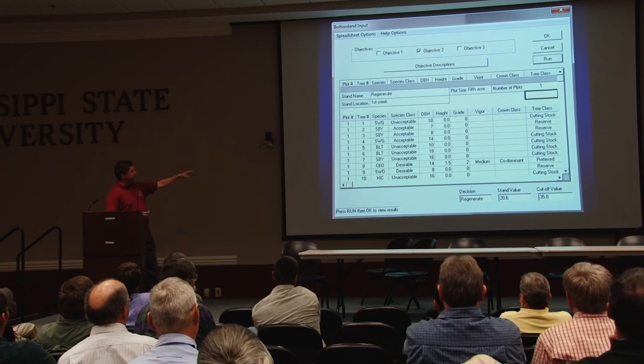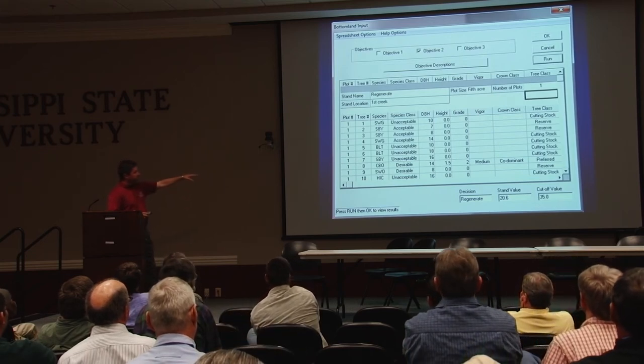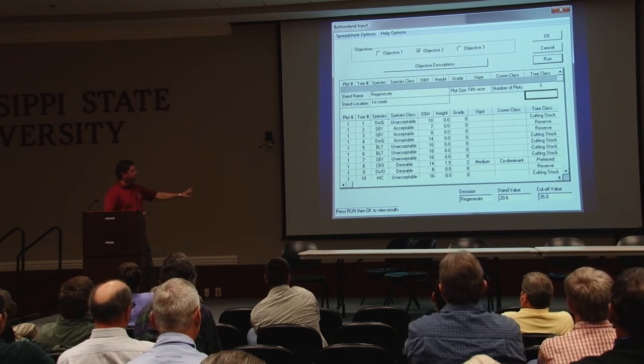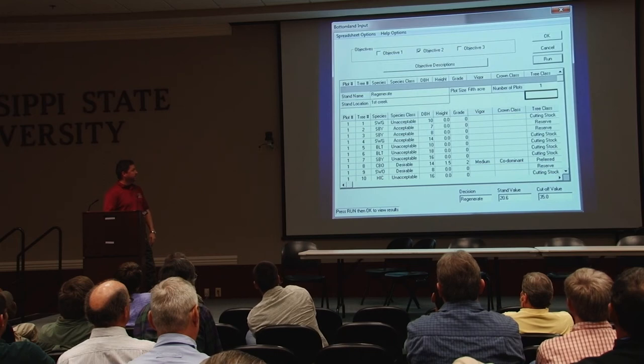And you're going to input your species class: desirable, acceptable, unacceptable. You only have to input the grade, vigor, crown class, and height on your sawtimber trees. Obviously, you don't need that on the pole size material.